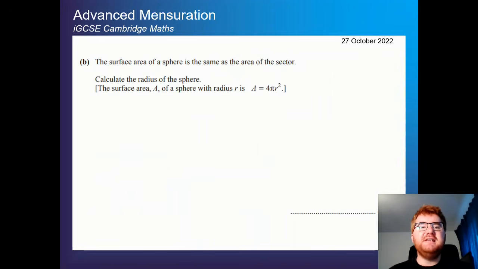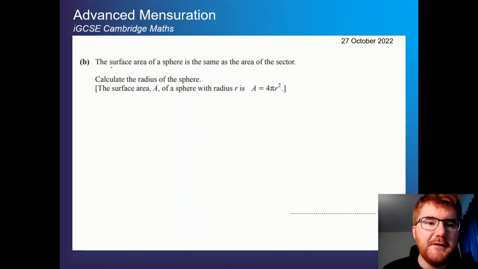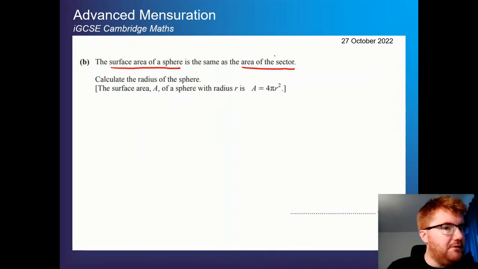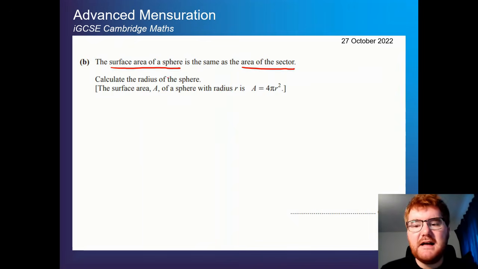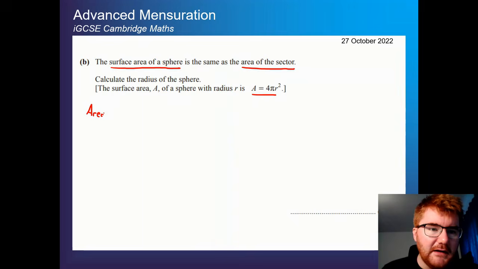Now part B is the surface area of a sphere, so underlining the key information here, is the same as the area of the sector. Now notice this is the area of the sector, not the perimeter anymore, and we need to work out the radius of the sphere. So we're given the formula, so that's very, very useful. This A equals 4 pi r squared. Before we really get started, we want to work out the formula for the area of a sector.